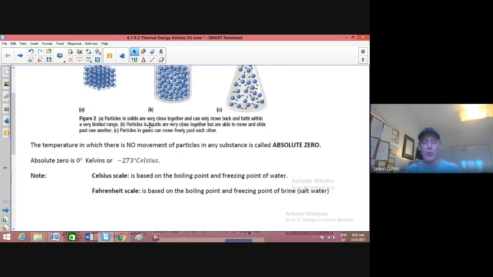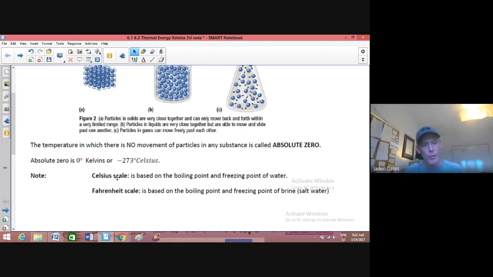So even though we think it's really cold here, it can get much, much colder, because absolute zero is 0 degrees Kelvin. Or for us, minus 273 degrees Celsius, which is really, really cold, obviously, and we can't survive on that.